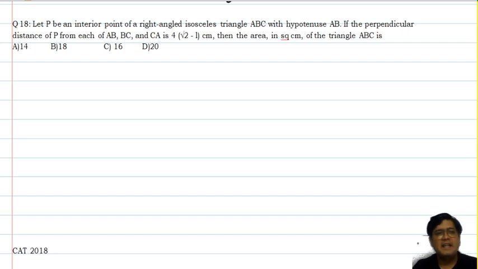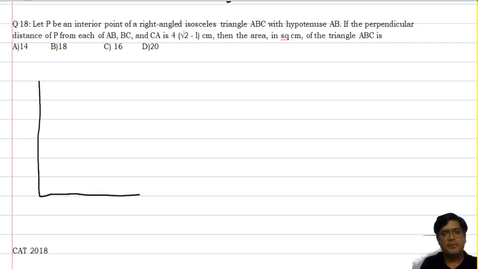P is an interior point of a right-angled isosceles triangle ABC with hypotenuse AB. If perpendicular distance of P from each of the AB, BC, CA is 4 times root 2 minus 1, then area in square centimeters of the triangle ABC is. This looks like a problem that will take some time. Let us check. Let us see.